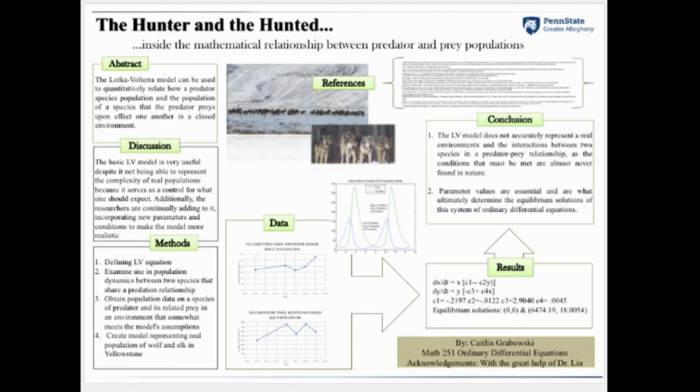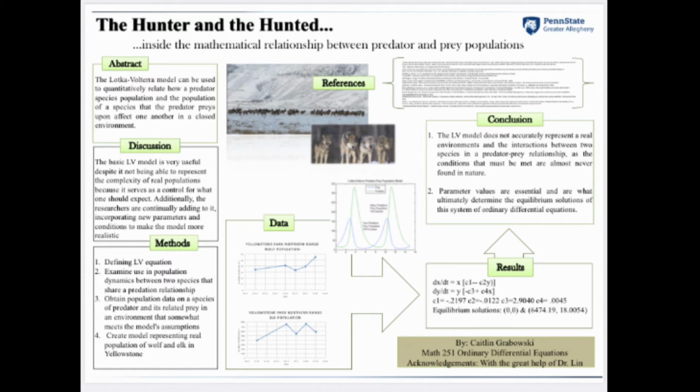My name is Caitlin Grabowski. My project is called The Hunter and the Hunted, the mathematical relationship between a predator species population and that of its prey. I did this project for my ordinary differential equations class. The professor of my class and my advisor for the project was Dr. Lin, the Associate Professor of Mathematics at Greater Allegheny.